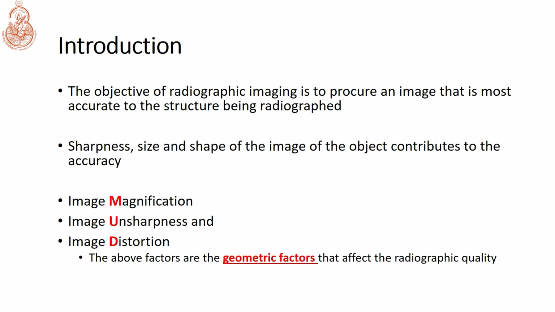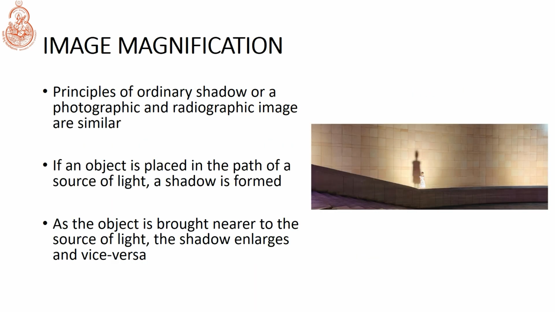Image magnification. There are three geometric factors that affect the radiographic quality. They are the image magnification, image unsharpness, and image distortion. Image magnification. The principles of ordinary shadow or a photographic and radiographic image are similar. If an object is placed in the path of a source of light, a shadow is formed. As the object is brought nearer to the source of light, the shadow enlarges, and vice versa.